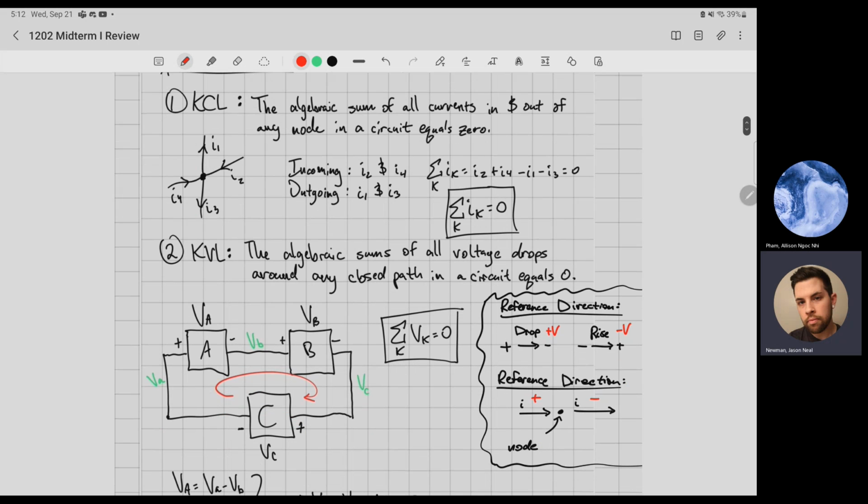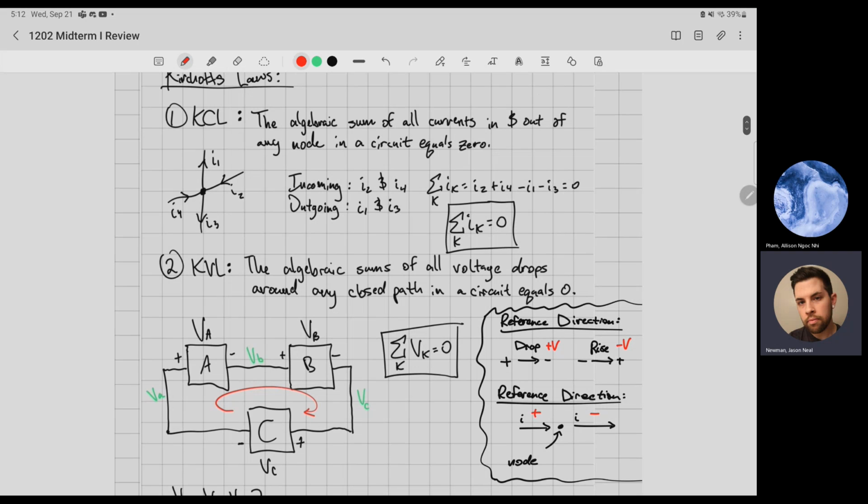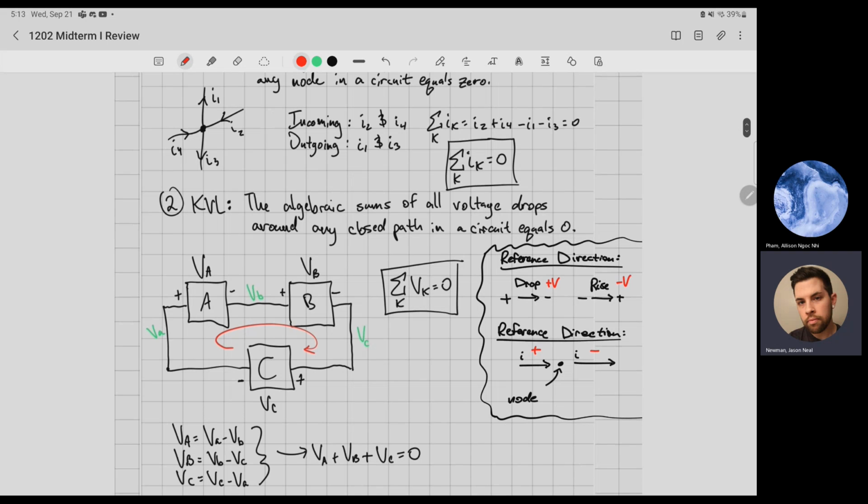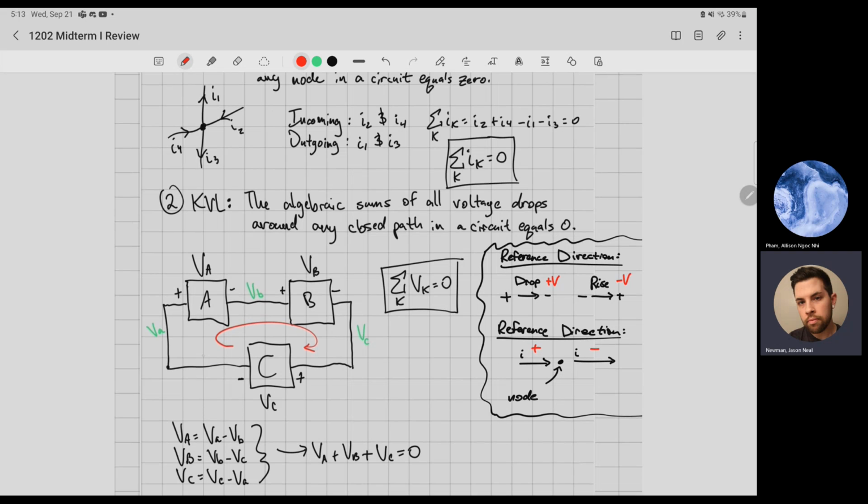And the same applies to KVL. KVL is the same thing as KCL, but with voltage. The algebraic sum of all voltage drops around any closed path in a circuit equals 0. Once you sum up all of these voltages, they have to equal 0. And remember, whenever you're doing this method, you need to be consciously thinking that you're doing VA minus VB. Whenever you find a voltage, you're not looking at the voltage at one spot, because you need to know the voltage across something. Voltage requires 2 points. I'll get into that in a little bit.